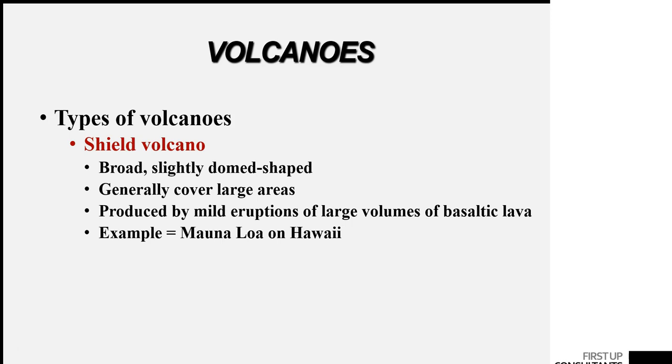It's really broad, very slightly domed. It's not super triangular, sharp pointed, or super tall. It's kind of flat, usually covers large areas. And it's formed that way because it's produced by a lot of mild eruptions.